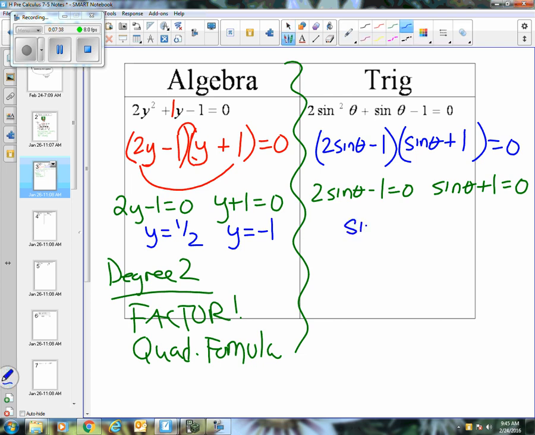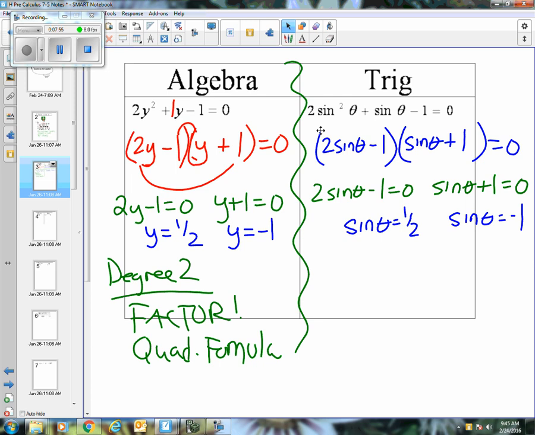So the first one would be when is sine of theta a half? And the second one, when is sine of theta -1? Now, this is where algebra and trig sort of deviate from each other a little bit. In algebra, we would have been done. Those would be the two places where the graph crosses the x-axis.